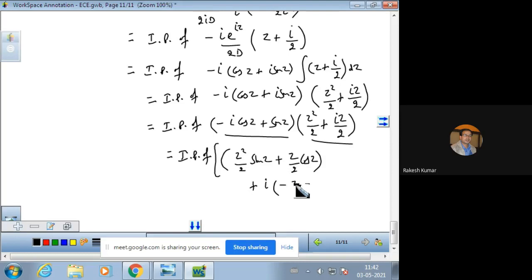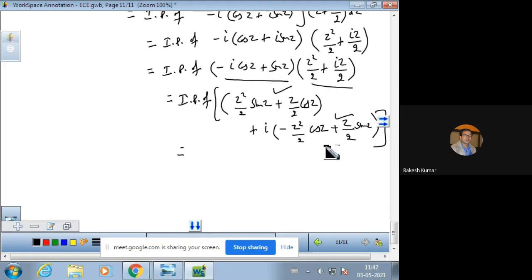imaginary part as minus z square over 2 into cos of z, and you will have plus z over 2 into sine of z. So imaginary part of this bracket term. This is a real part. This is imaginary part. So its value will be, this is second bracket. So minus z square over 2 cos of z plus here you will have z over 2 sine of z.